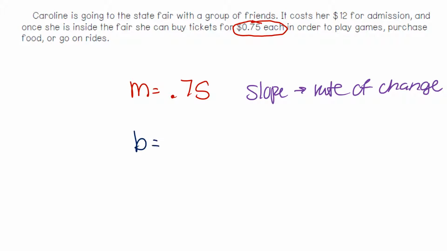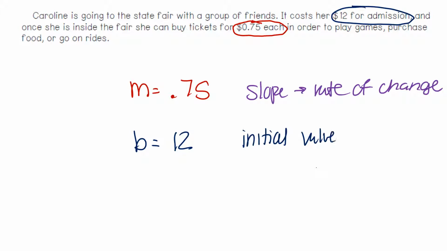The b value, the initial value, is the $12 for admission because that has to happen first. You have to pay admission into the fair before you get inside. So that is our initial value, also called the y-intercept.